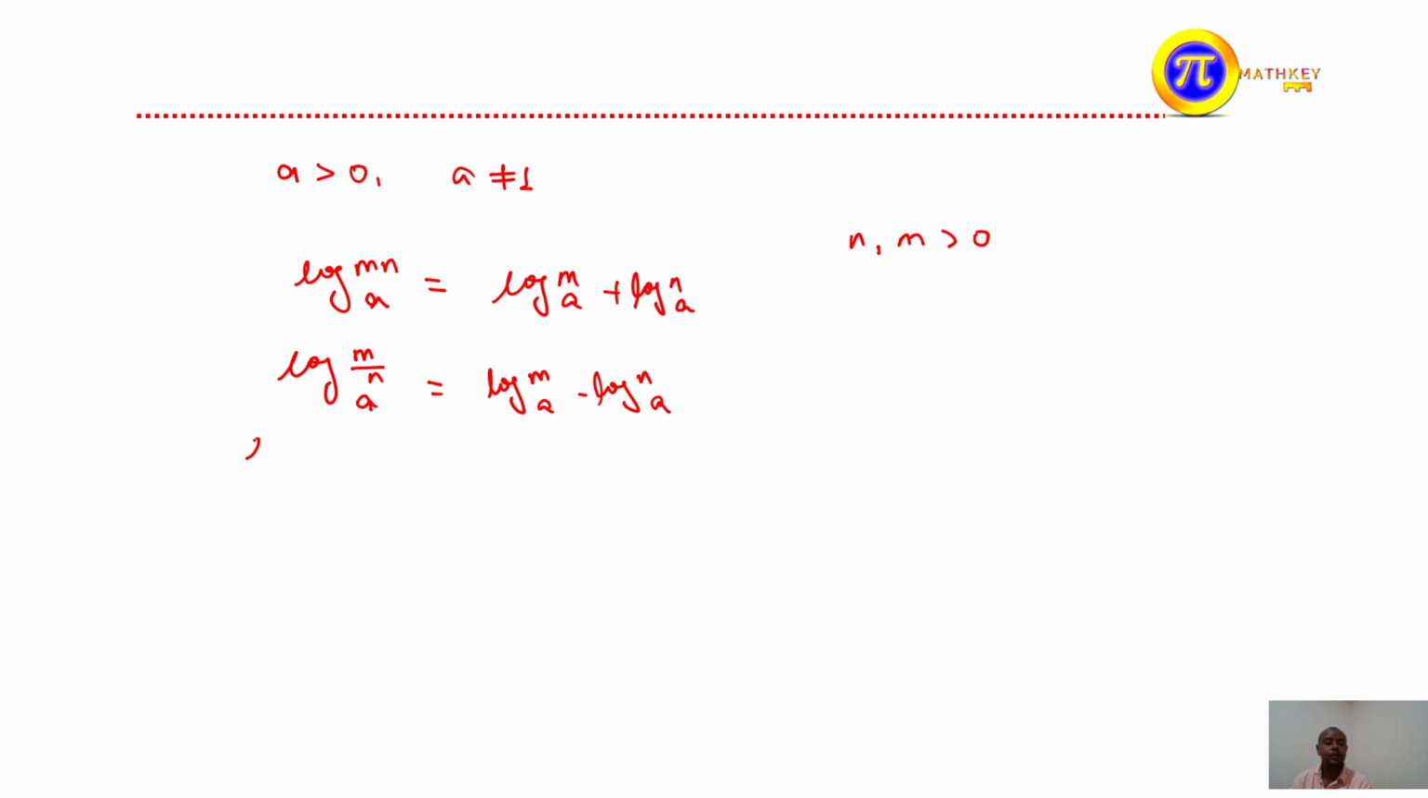The other property: log of m to the power of a real number r in base a is equal to r times log of m in base a. The other thing we consider: log of m in base a to the power of, for instance, k, for any real number k, is equal to 1 over k times log of m in base a.